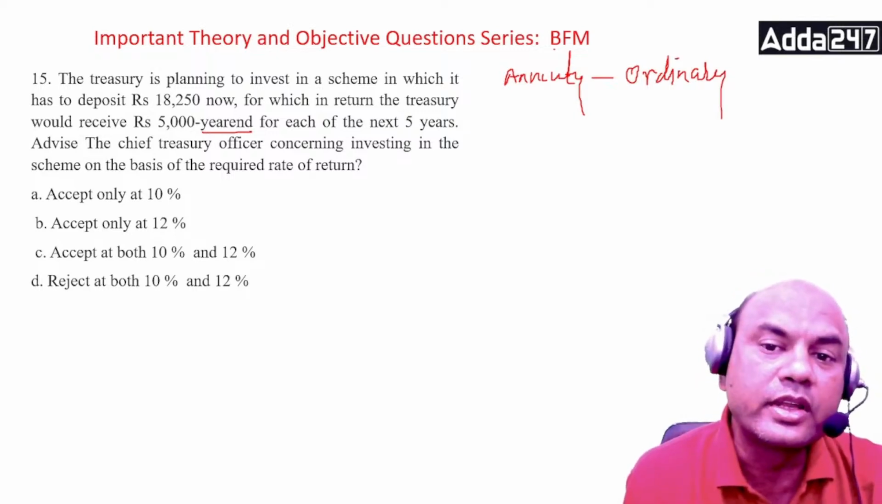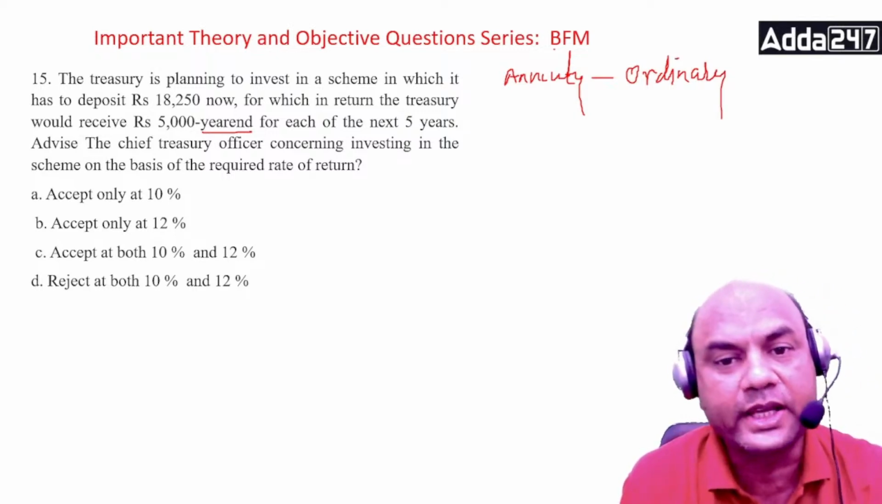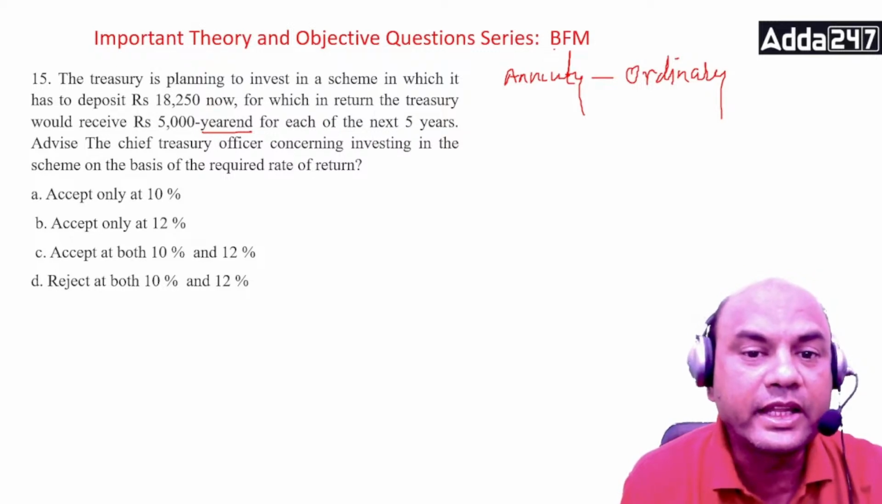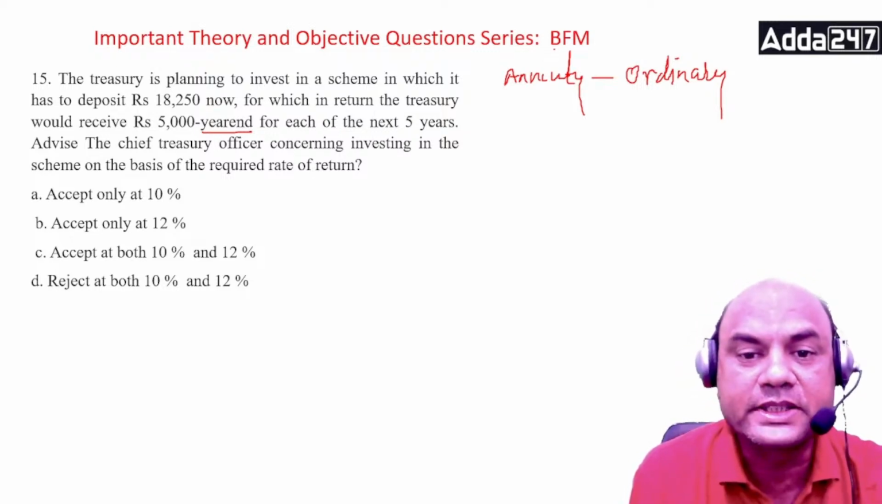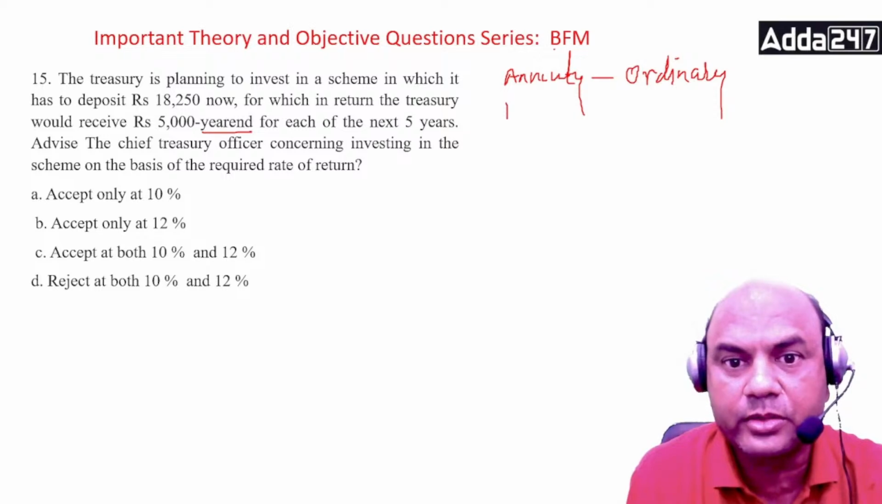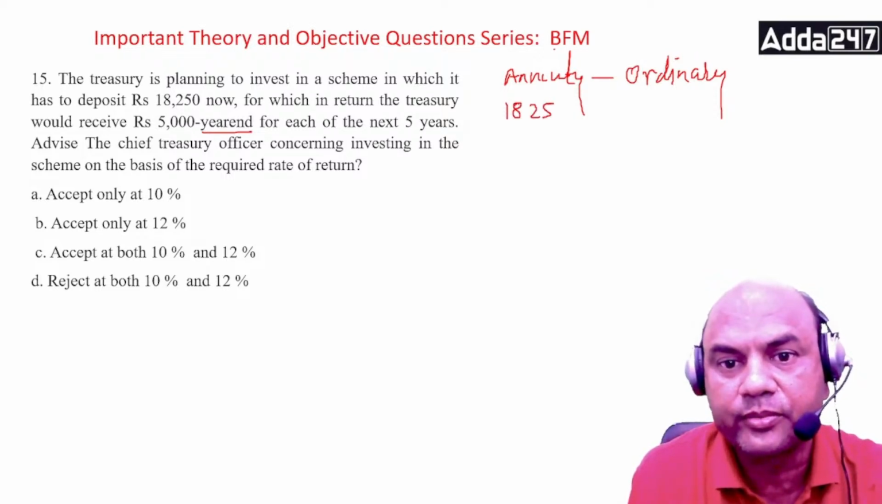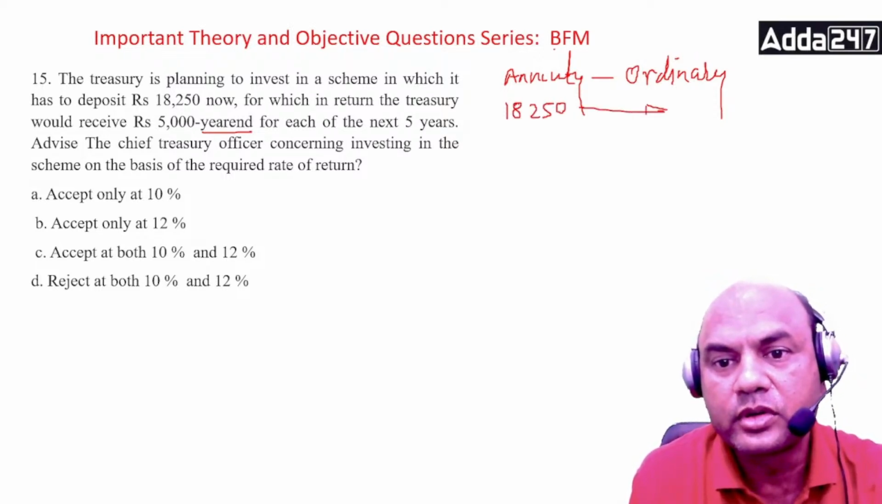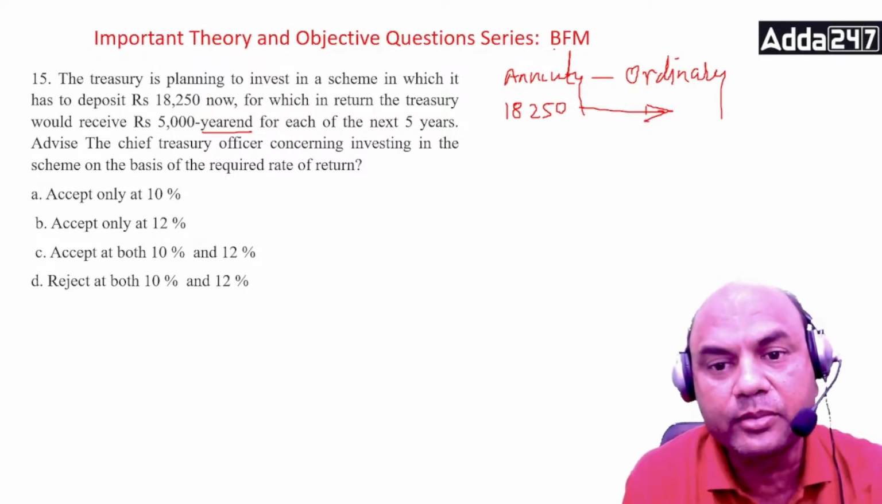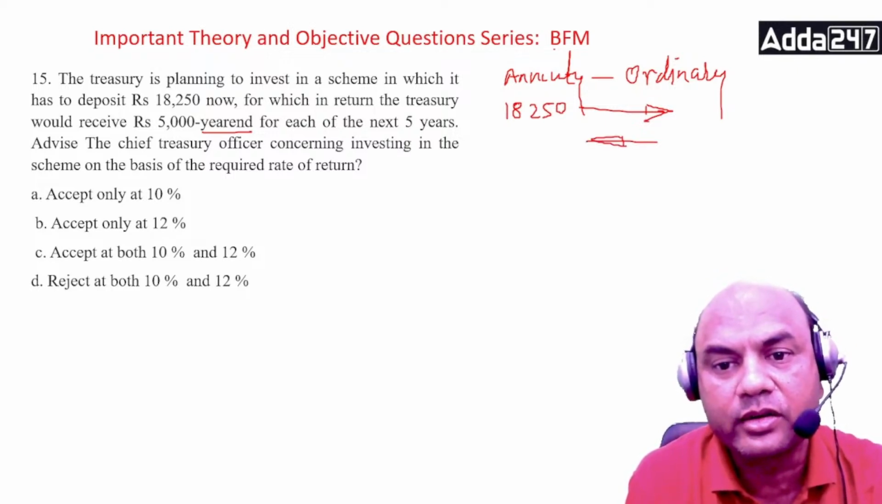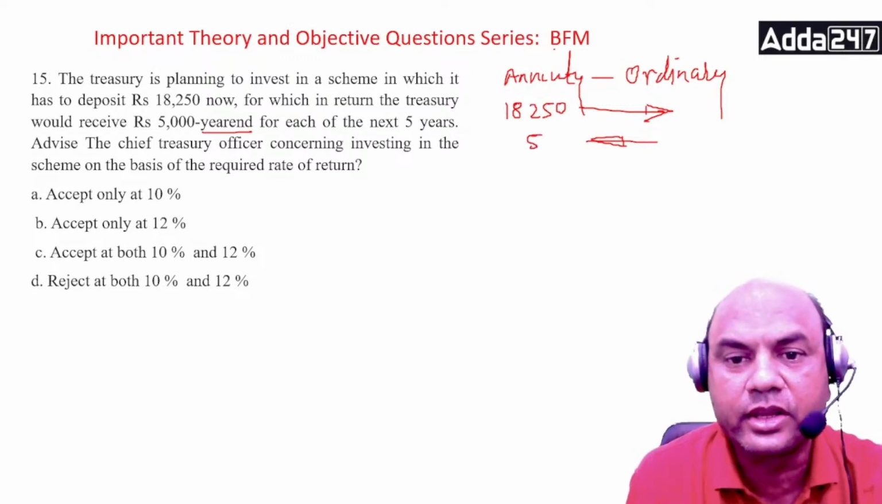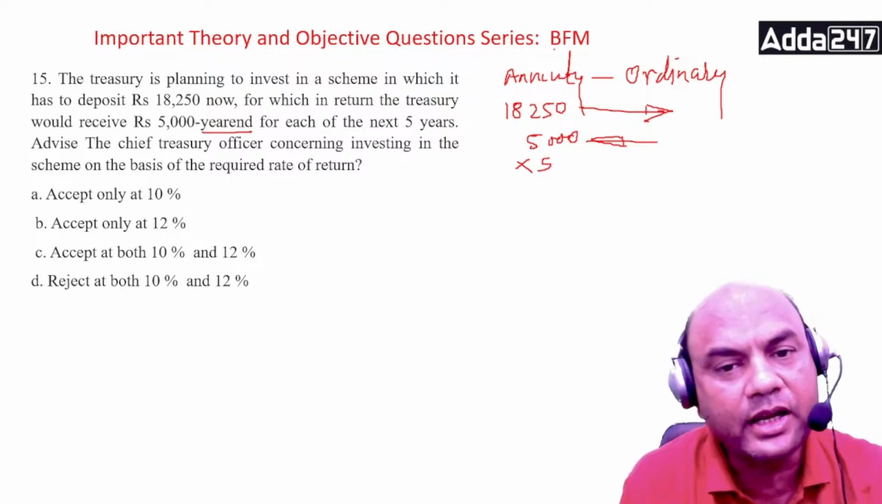Okay. So in this case, you'll have to accept any project which will give you the present value. Look at this here. Right now, how much money is going out? 18,250 is going out now. So in future, what is the money coming in? 5,000 every year. Into means I'll just write it into 5. Okay. So I'm getting net 25,000.